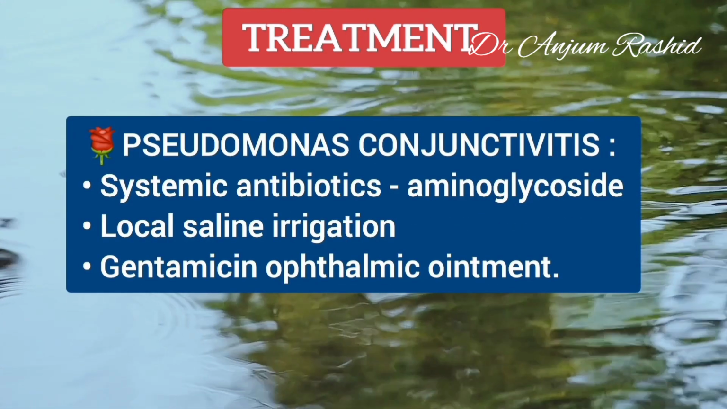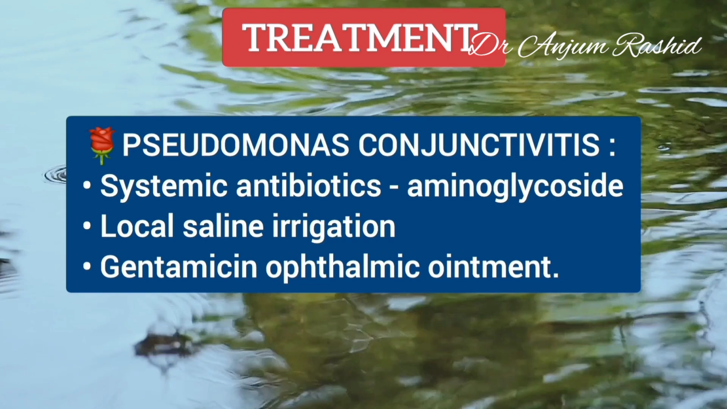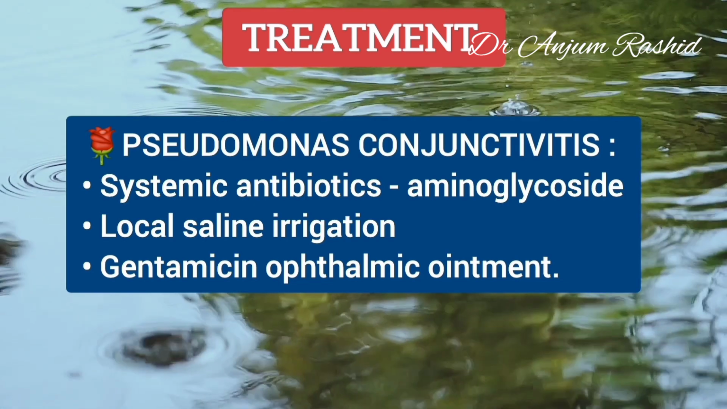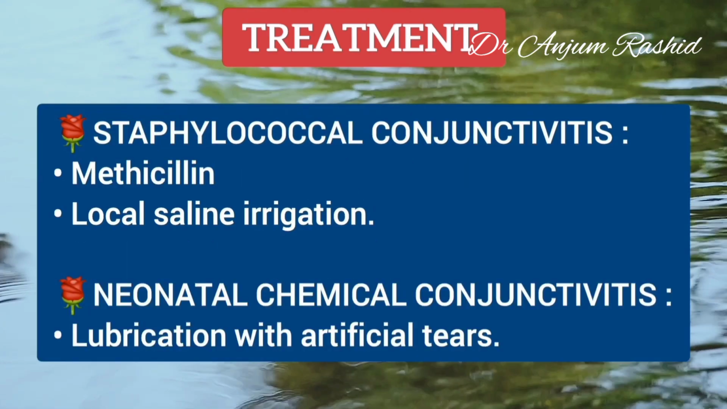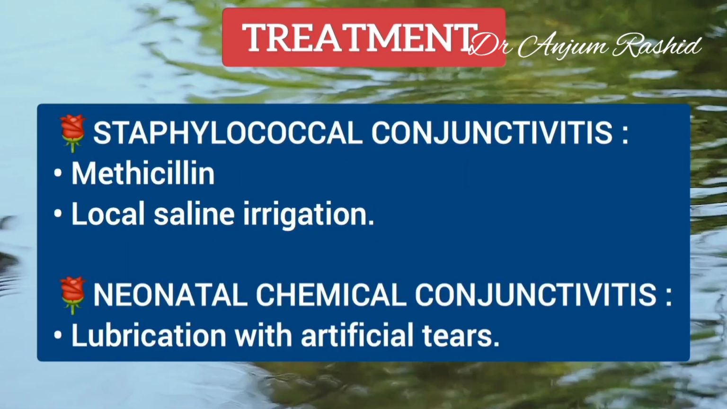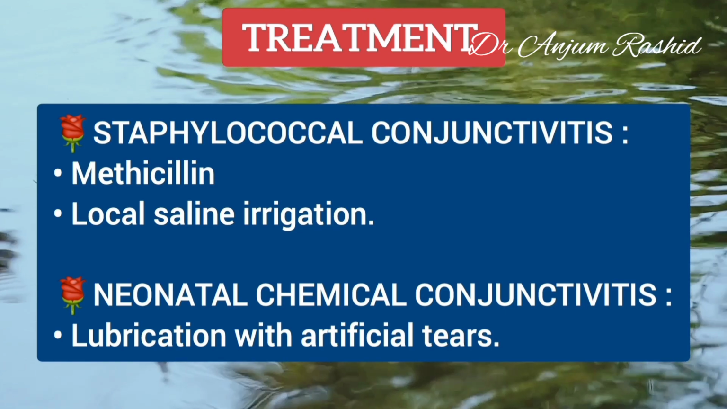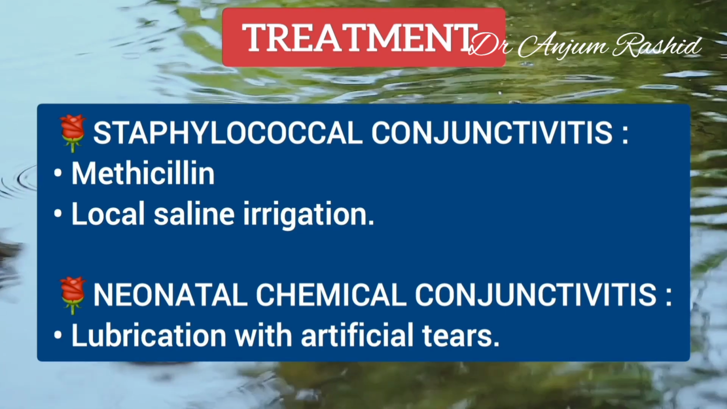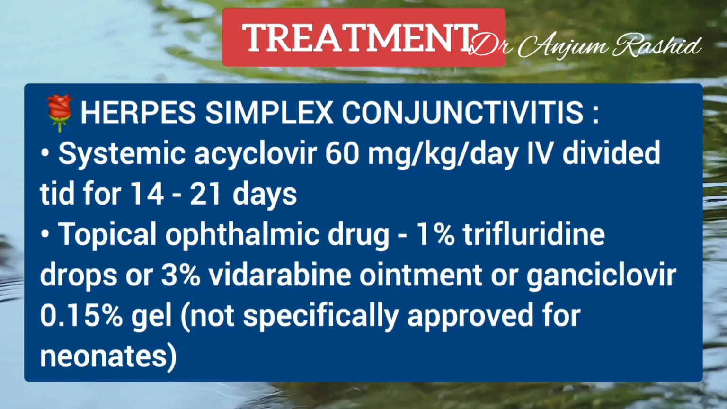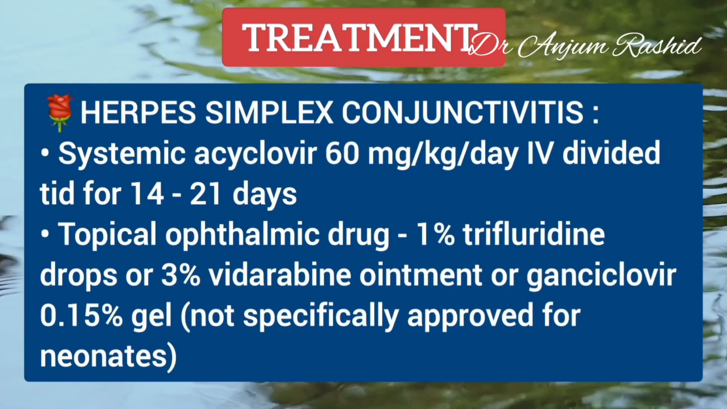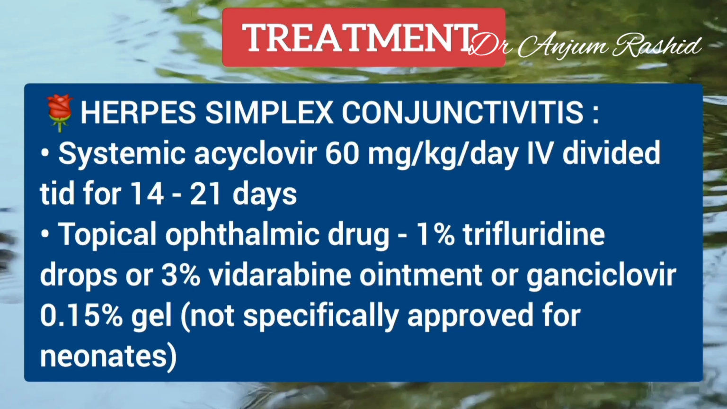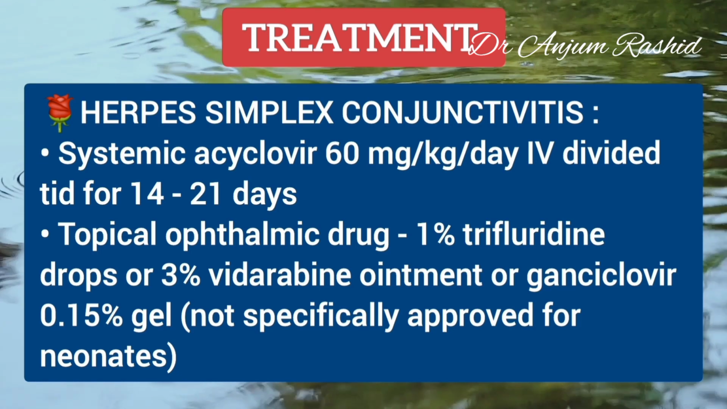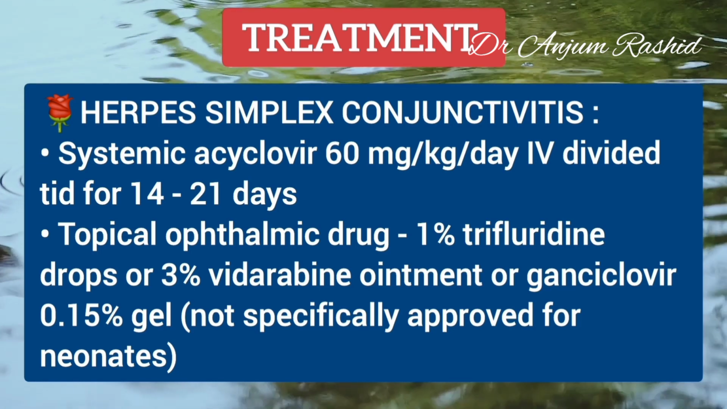Pseudomonas conjunctivitis is treated with systemic antibiotics including aminoglycosides, local saline irrigation, and gentamicin ophthalmic ointment. Staphylococcal conjunctivitis is treated with methicillin and local saline irrigation. For neonatal chemical conjunctivitis, artificial tears are used for lubrication. Herpes simplex conjunctivitis is treated with systemic acyclovir. Dose is 60 mg per kilogram per day intravenously, divided 3 times a day for 14 or 21 days.